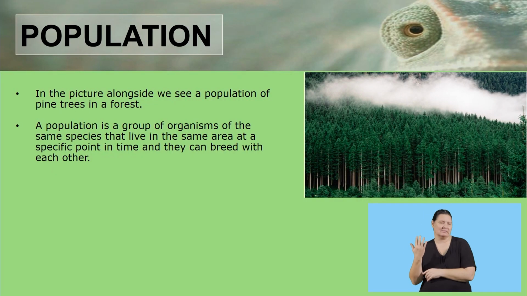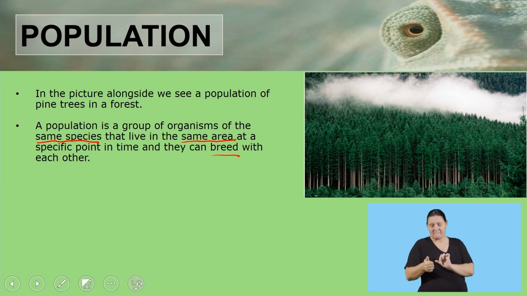And I know that the word population is normally associated with human beings in most cases, but you need to be aware of the fact that it also includes plants. So that is why I actually used trees and not human beings this time. A population is a group of organisms of the same species. As you can see on the picture, this is the very same tree that lives in the same area. We are finding it in one area at a specific point in time, and they can breed. So the fact that there's more than one is an indication that they are able to breed with one another.